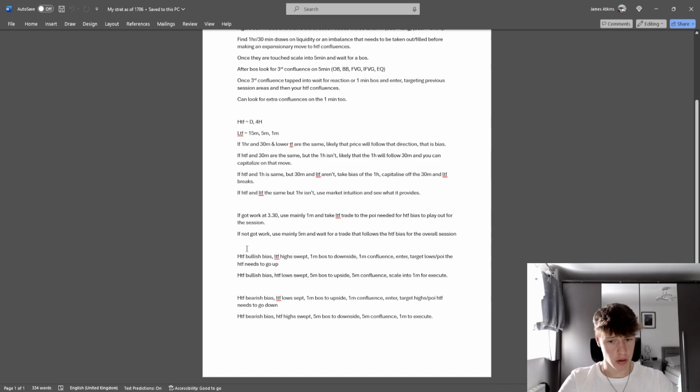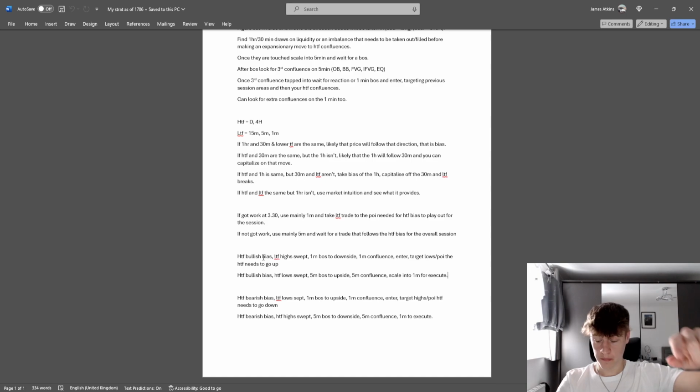If the higher time frame is bullish, wait for low time frame highs to get swept, a 1 minute break, 1 minute confluence, enter and target the lows. That's a bearish trade, because with the bullish bias, it needs to go down so it can be filled to go higher.